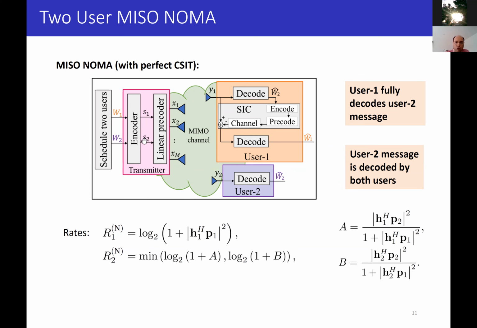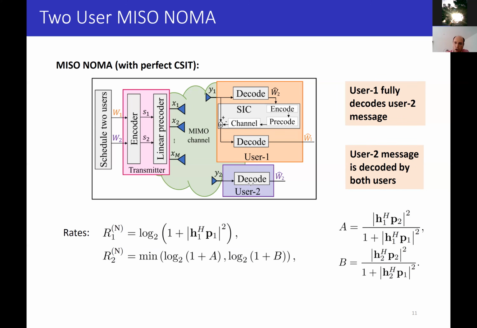Now, those streams are created in such a way that one of those 2 streams is decoded by both users. And so, for instance, here, I will assume that user 1 decodes the message of user 2. So how do we do that? Well, user 1 here would have a receiver equipped with successive interference cancellation, where user 1 will first decode the message of user 2, re-encode it, cancel it from the received signal, and then decode its intended message W1. And so it will essentially perform SIC.